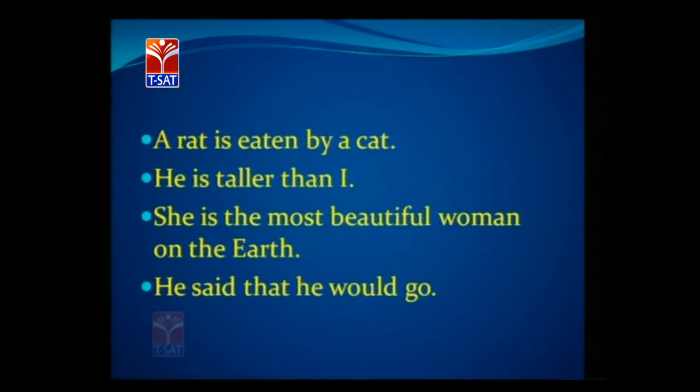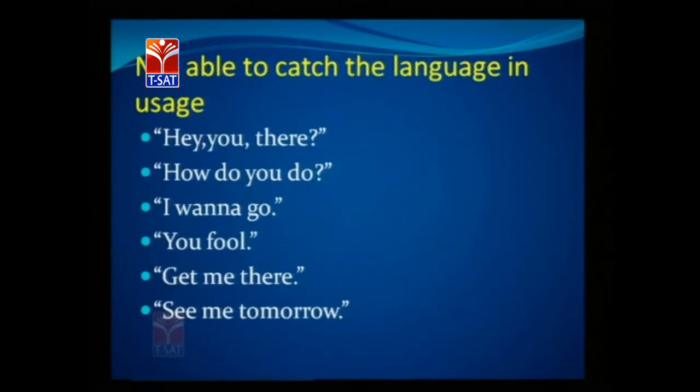So again, structures are there. Passive construction, a rat is eaten by a cat, then he is taller than I, she is the most beautiful woman on the earth. Degrees of comparison. He said that he would go, direct speech or reported speech. Examples of grammar. So not able to catch the language in usage. I told you these examples earlier.